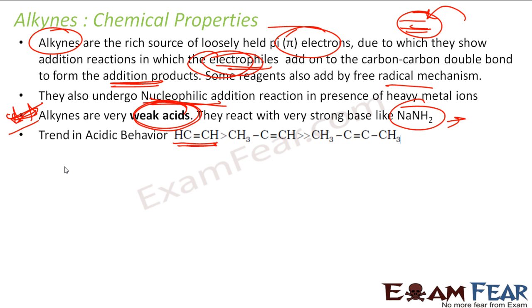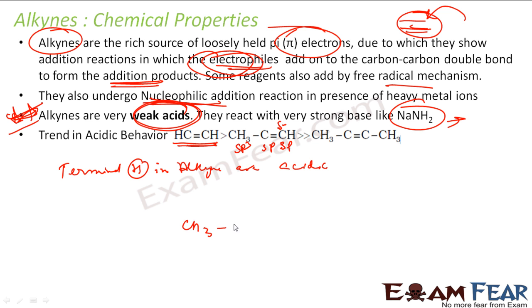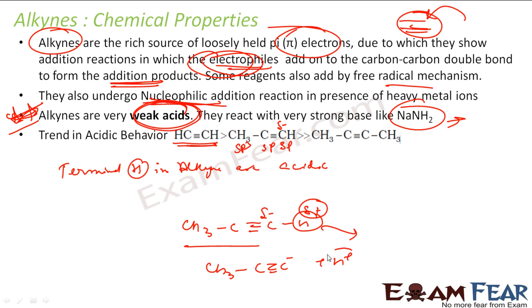If you see, only the terminal hydrogen in alkynes is acidic. Right? And why is it terminal only? The terminal alkynes are acidic. Why? Because if you see this carbon, it is sp hybridized. This is also sp hybridized. And this is sp3. Since sp is more electronegative, this carbon will get a negative charge. So this hydrogen will get a slightly positive charge, right? Since it has a positive charge, it can come out easily, so it can lose this H plus easily.